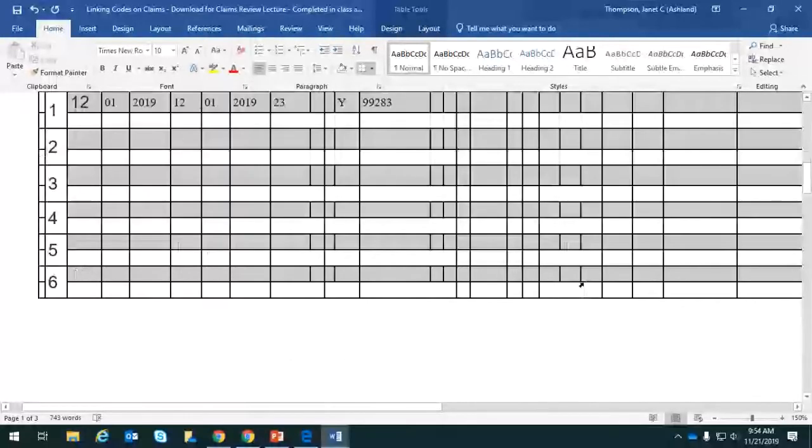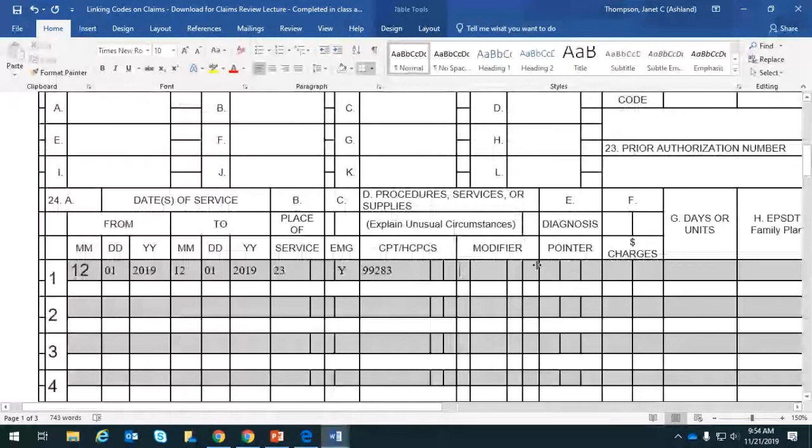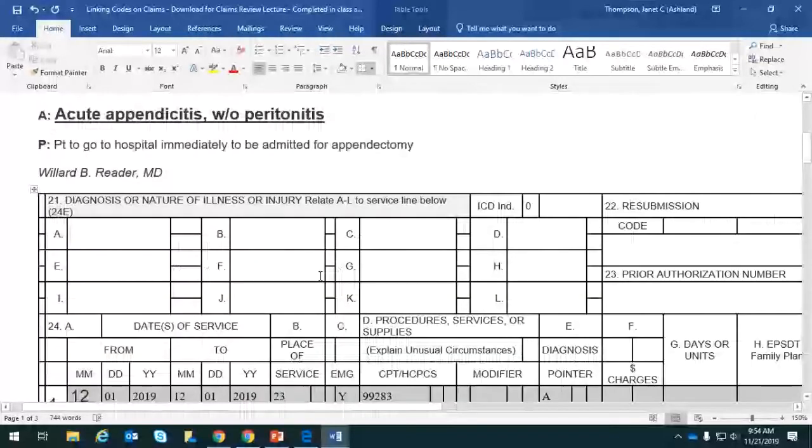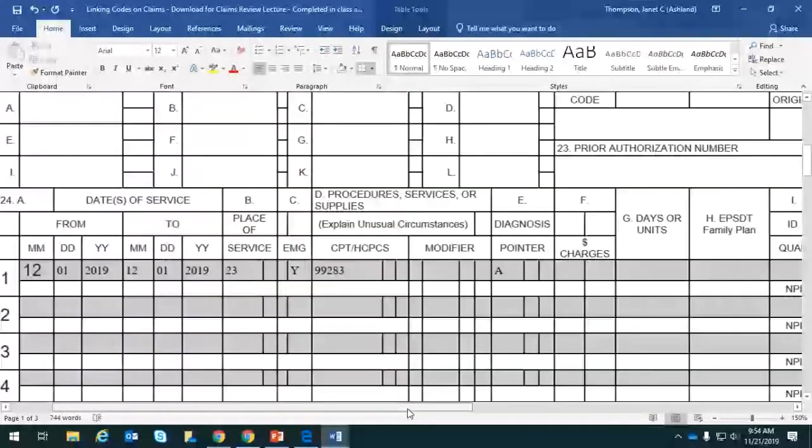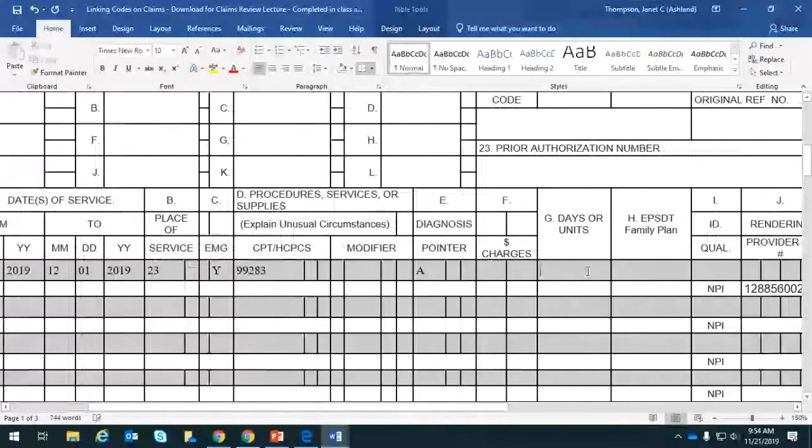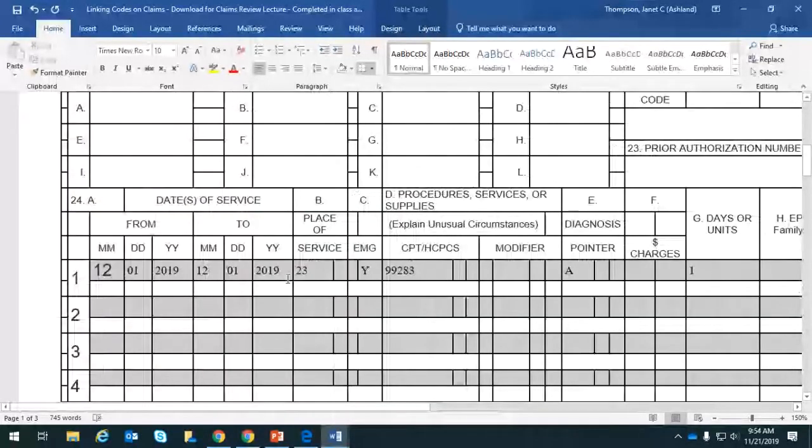For the diagnosis pointer, I'm going to click in this first box here and put A. So we are going to put our diagnosis code up here in this first box. And charges, we're going to leave that blank. For days and units, I'm going to put in 1. We just had 1 emergency department visit. Okay, so that's our first code.